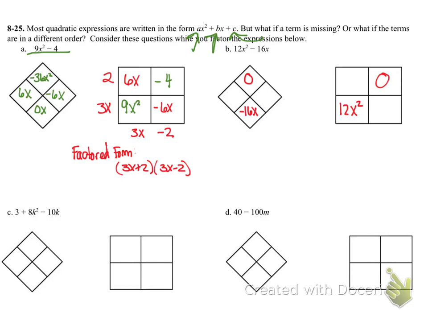So I have to think of something that multiplies to 0 and adds to negative 16x. If I want my product to equal 0, one of those things that I multiply better be a 0. So let's see, does this work? 0 times negative 16x does equal 0. Good. 0 minus 16x equals negative 16x. Good. So I take those two middle terms, 0 and negative 16x, and take out my GCF.